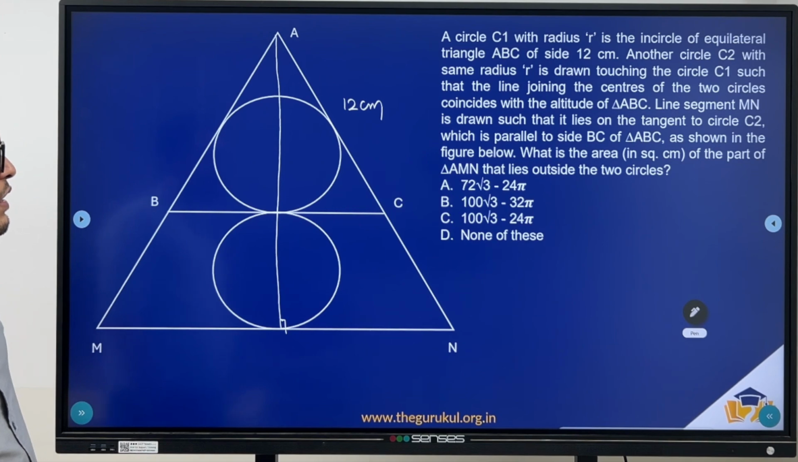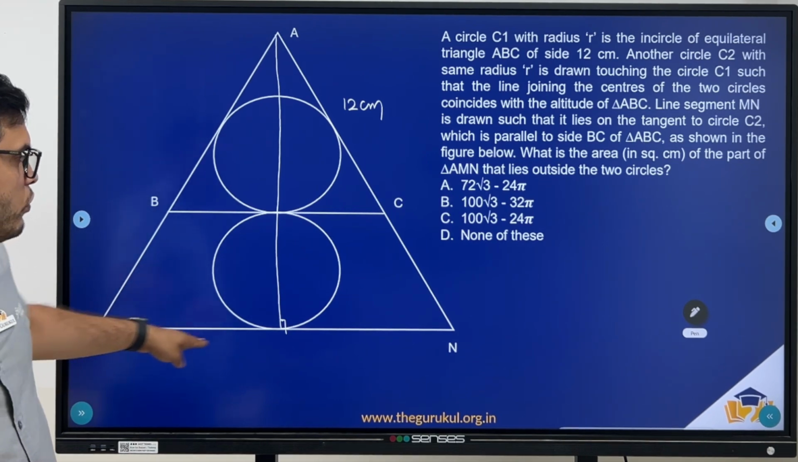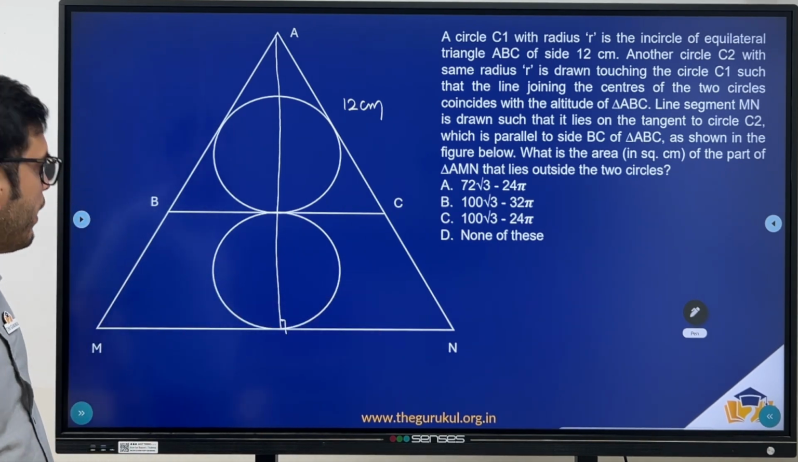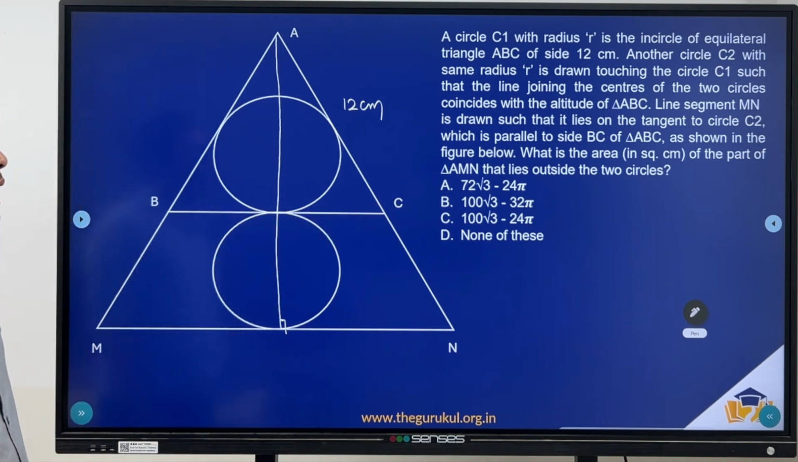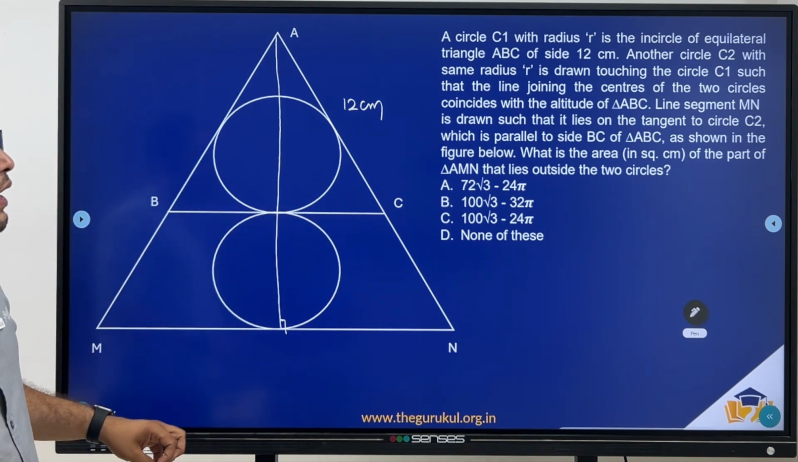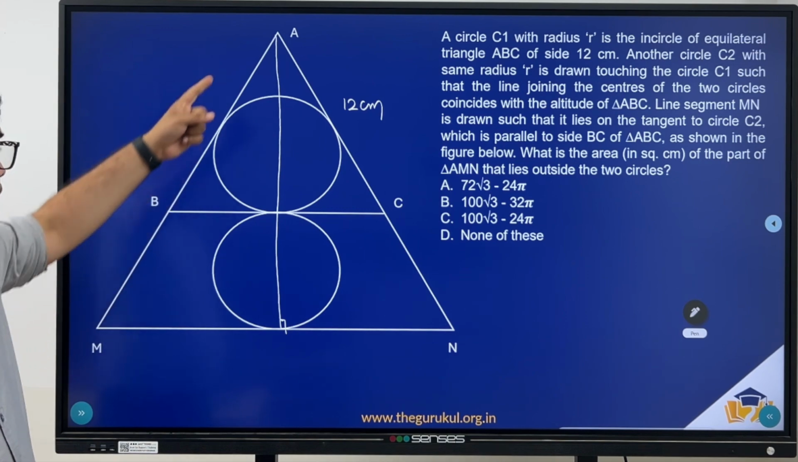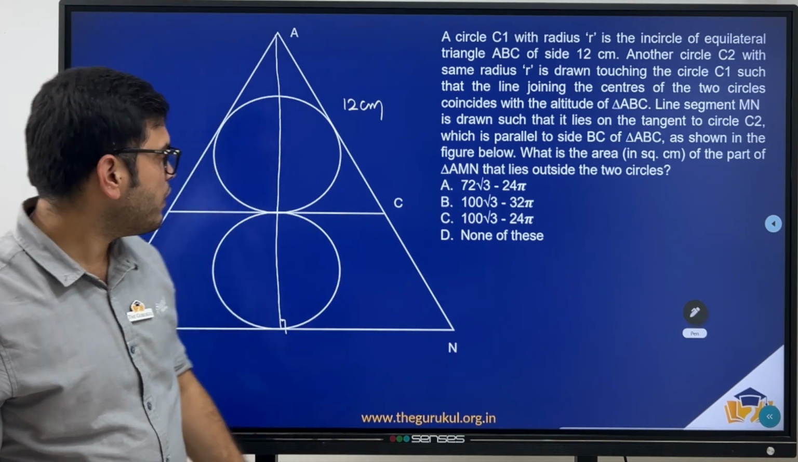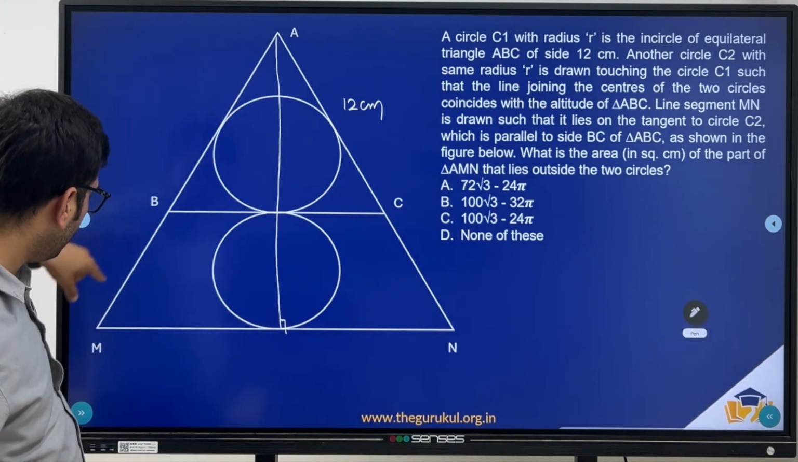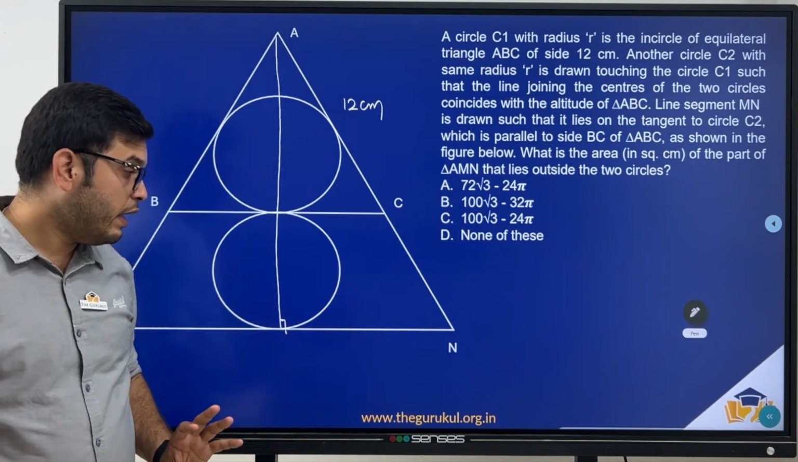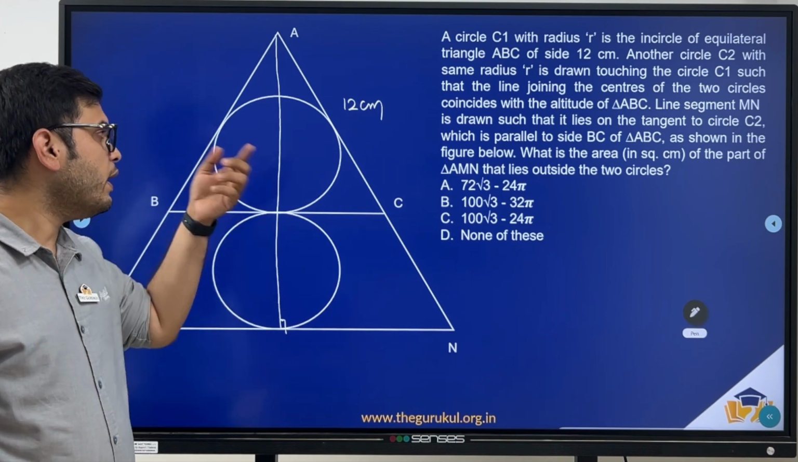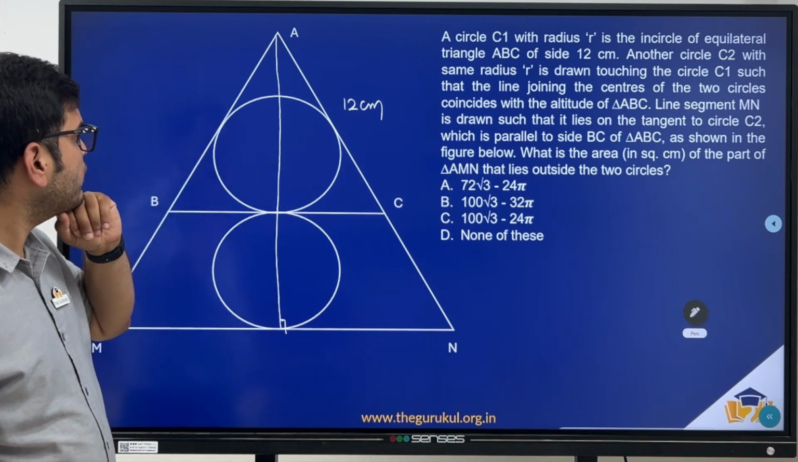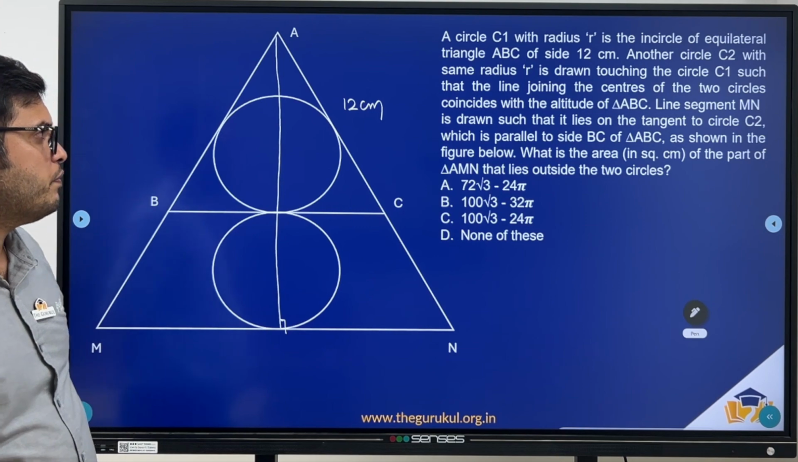Line segment MN is drawn such that it lies on the tangent to the circle C2, which is parallel to the side BC, as shown in the figure below. Now, what is the area of the part of triangle AMN which lies outside the two circles? So, all we need to do is first find the area of the triangle AMN. From that, we need to subtract the areas of these two circles.